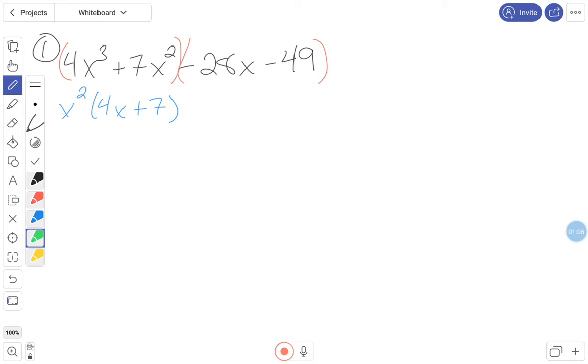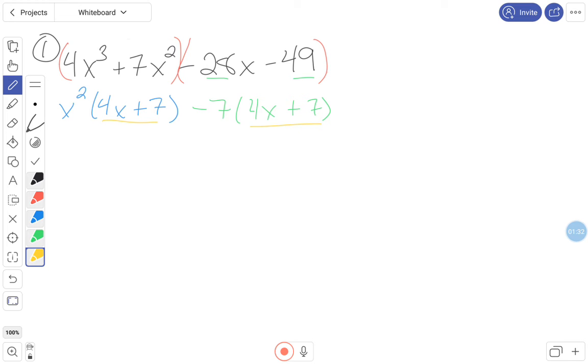Now do it to the second parentheses. But this time I think I can take a number out. How about a 7? Actually, how about a negative 7? And that's going to give me a positive 4x plus 7. Wow, and if you notice, something really cool happened. These parentheses are the exact same.